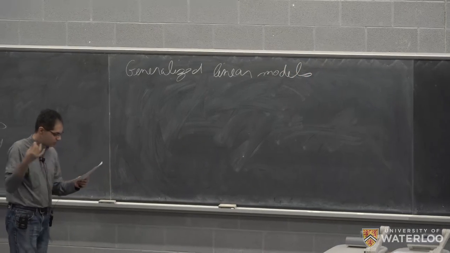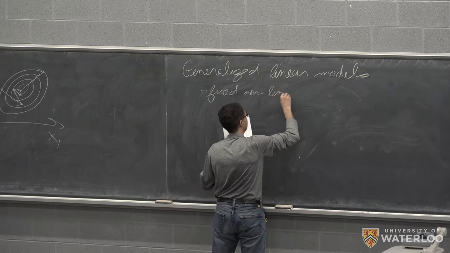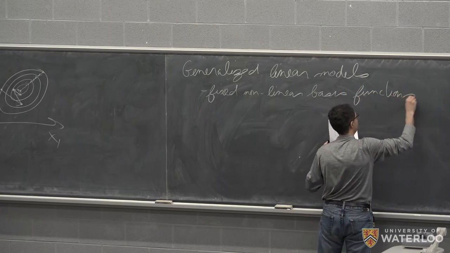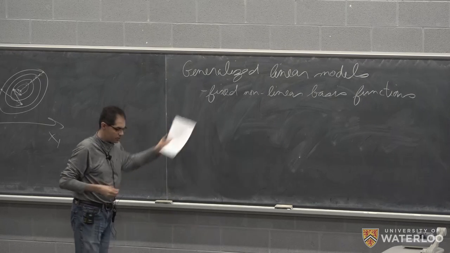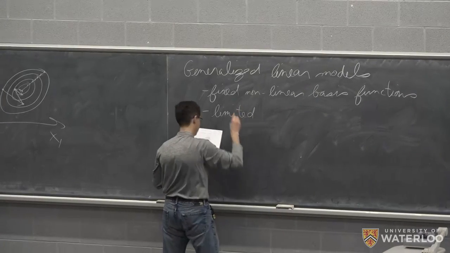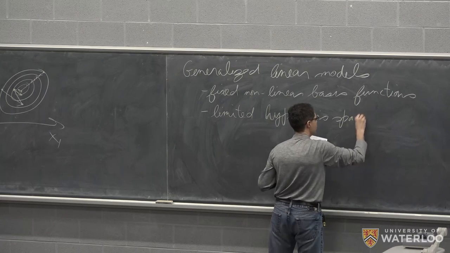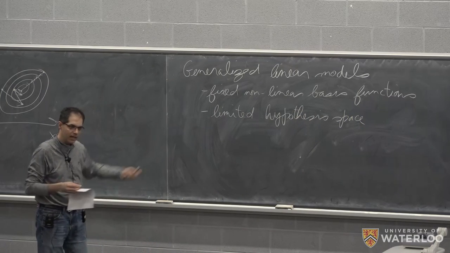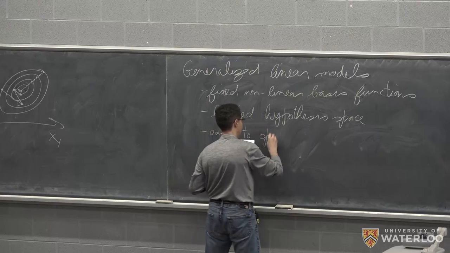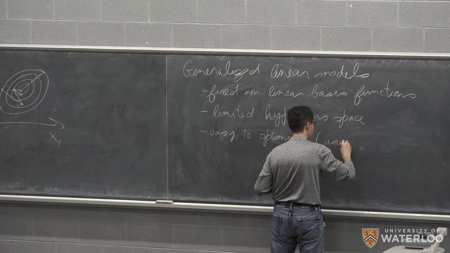Okay, so for generalized linear models, the main thing is that you work with fixed nonlinear basis functions. And because these basis functions are fixed, our hypothesis space is limited. So that's obviously a drawback, but then there's a good side to this as well, which is that the optimization tends to be easier. And here the optimization is usually going to be convex.